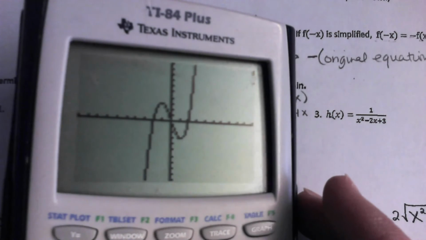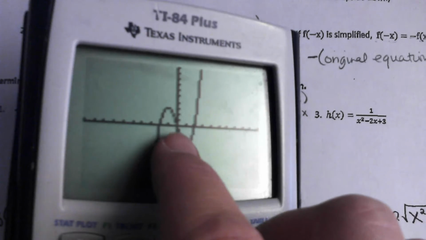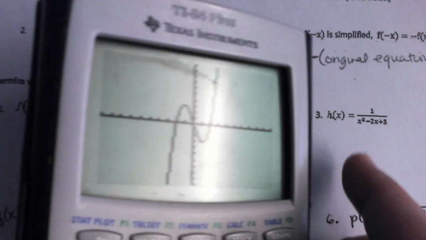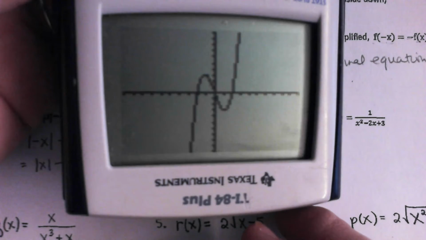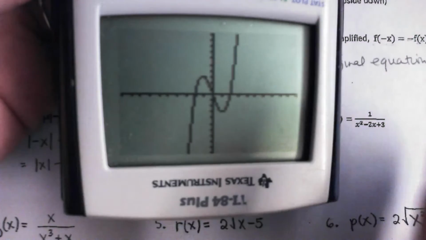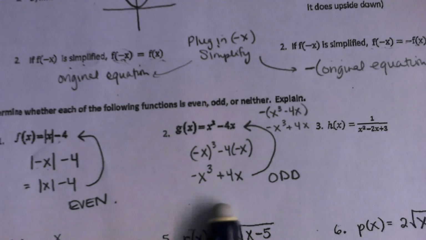Now, here's the graph of it. Right side up. Starts in the third, goes up to the second, dips down to the fourth, and ends in the first. If I flip my calculator upside down, exact same graph. Yes? So right side up, upside down looks the same, symmetrical to the origin, odd. Okay?